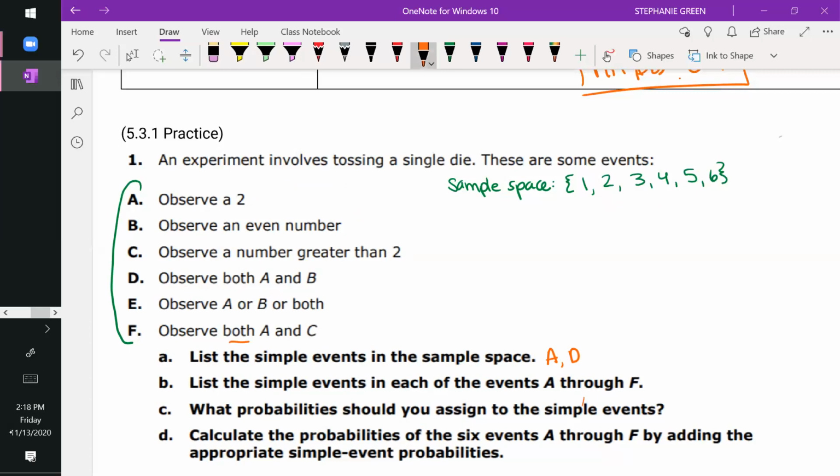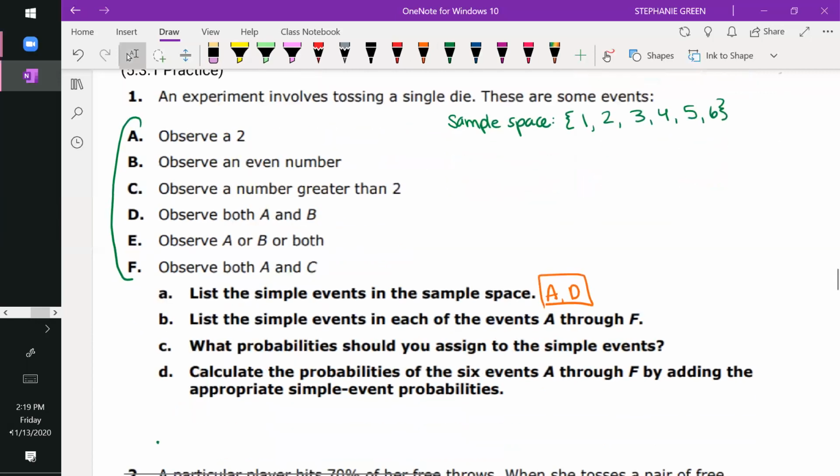And lastly, observing both A and C. A is a 2, and C is a number greater than 2. Here's 2, and these are the numbers greater than 2. These 2 events do not overlap. They are mutually exclusive, so it's impossible for them to both occur at the same time. Therefore, the probability of both A and C is actually 0. There are no outcomes that satisfy both events. So the probability of F is 0. This is also not a simple event because it doesn't have just one outcome. It actually has none. So our only simple events are A and D.